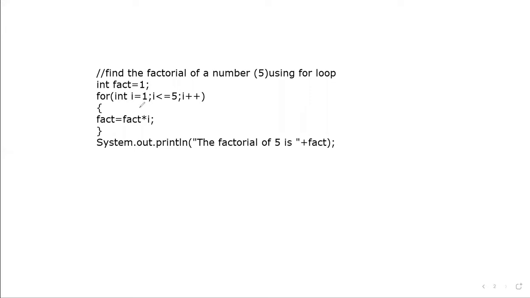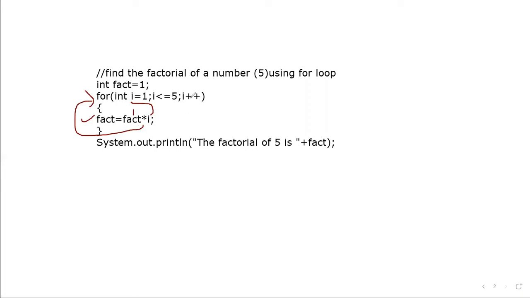Initially the value of i is 1. So with the value of i as 1, it comes inside the loop, and since the value of fact is also 1, it is 1 into 1. So now the value of fact is 1. After that, it increases the value of i by 1. Now the value of i is 2, so fact is 1 into 2. The new value of fact is 2.